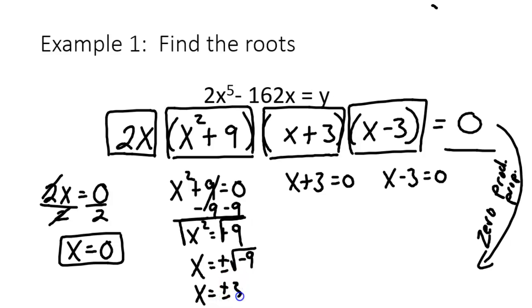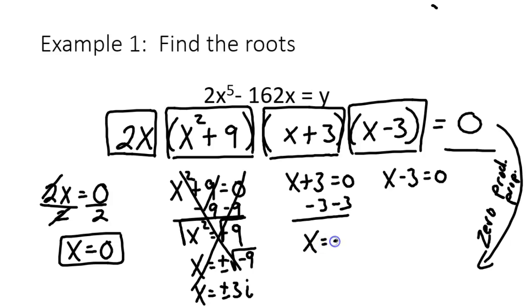Matter of fact, you don't even really have to go this far with it, because this is not a rational number, and I don't really care about this. But all that means is that this part doesn't actually give us an answer. But I'm going to go ahead and just cross it off. In other words, that particular factor does not give us an answer because we end up with an imaginary number. Let's take a look at the next one.